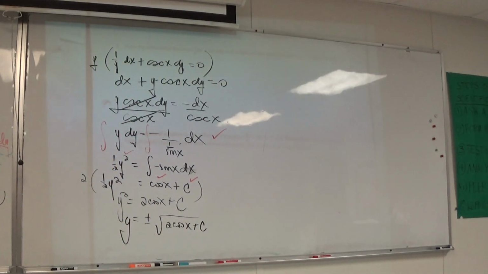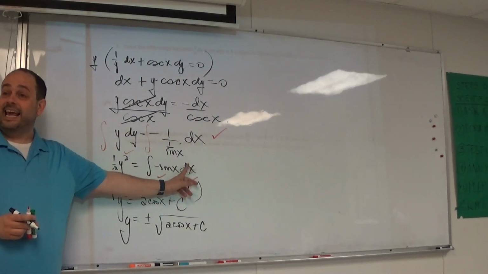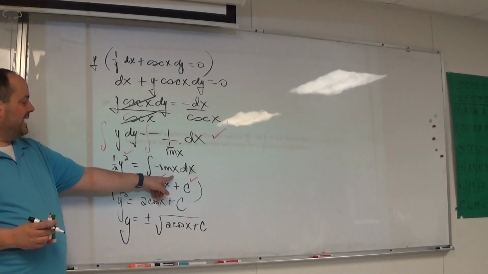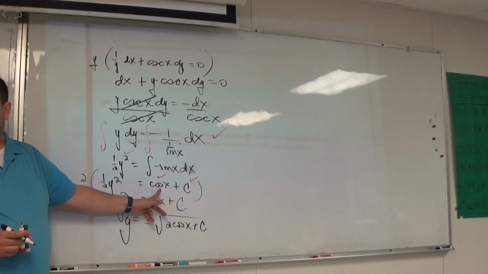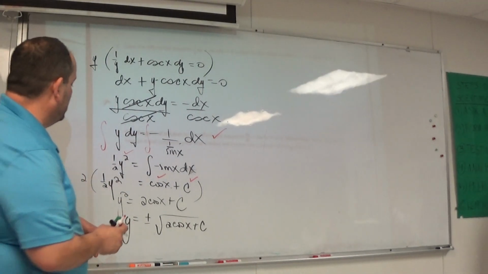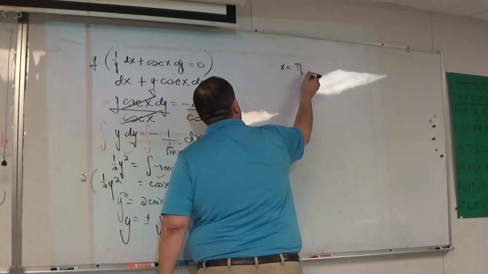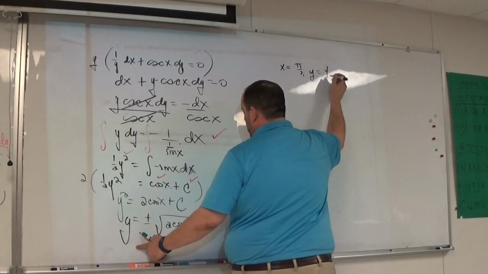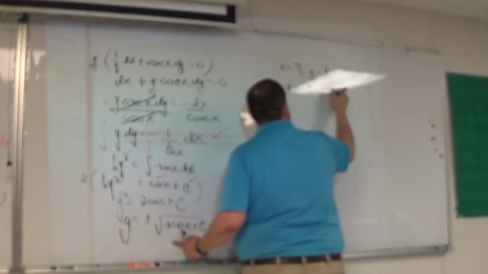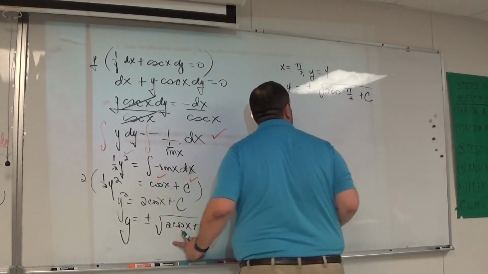What happened to the dx? Remember the dx is there to say, hey, I'm the variable of integration. You found the antiderivative of negative sine of x, which is cosine. No more dx. Do we have an initial condition? Yes. What is it? So if x equals pi over 2, y is 4. We plug it in: 4 equals plus or minus the square root of 2 cosine pi over 2 plus c.